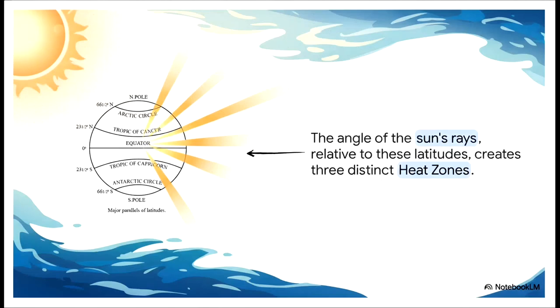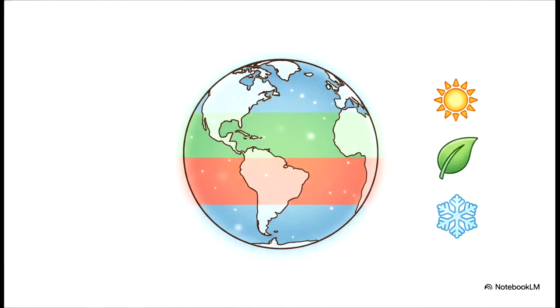Hey, look at that. It's our old friend, the latitude map. We're back to it, but this time we're going to look at it completely differently. Because it turns out these lines do more than just measure distance. They actually draw the boundaries for our planet's climate zones. And it's all about the angle of the sun's rays. The more directly the sun hits a spot, the hotter it's going to be. And that simple fact, the angle of the sun, creates three main heat zones across the globe. You've got the torrid zone, the temperate zones, and the frigid zones. Let's break down what each of those means.